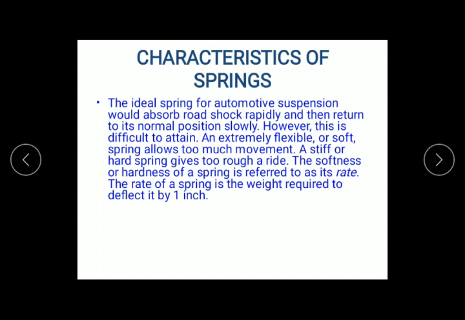The softness or hardness of the spring is referred to as its rate. The rate of a spring is the weight required to deflect it by 1 inch. Hence, while selecting the springs, the appropriate rate of the spring should be selected. The spring should not be too soft and should not be too hard, to get a comfortable ride.